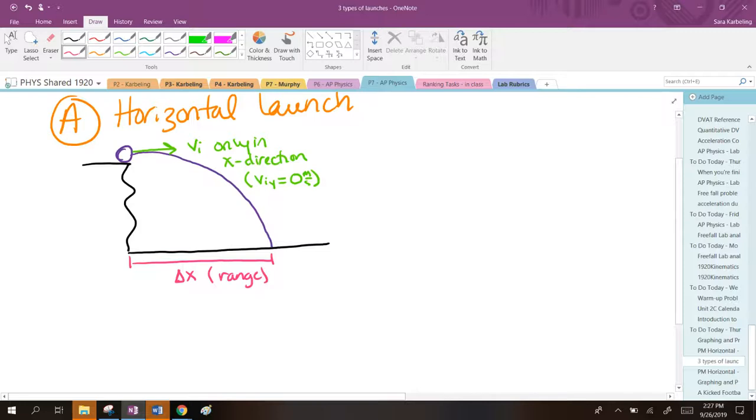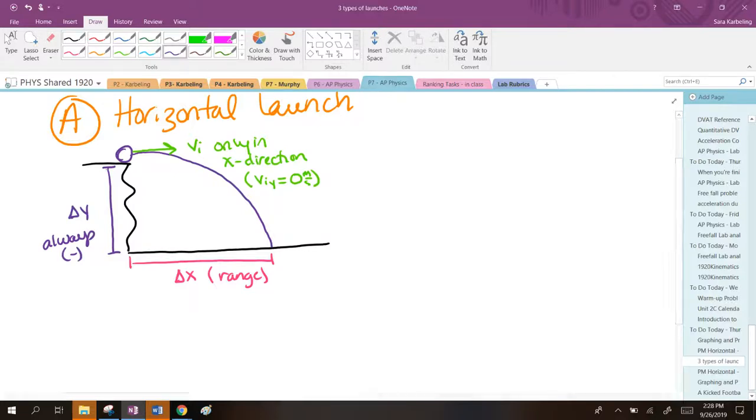And then delta y, for these horizontal launch problems where we are on some sort of cliff, that delta y is always negative. I need to remember that. Okay? It's good to know, right? That's why we're talking about it.